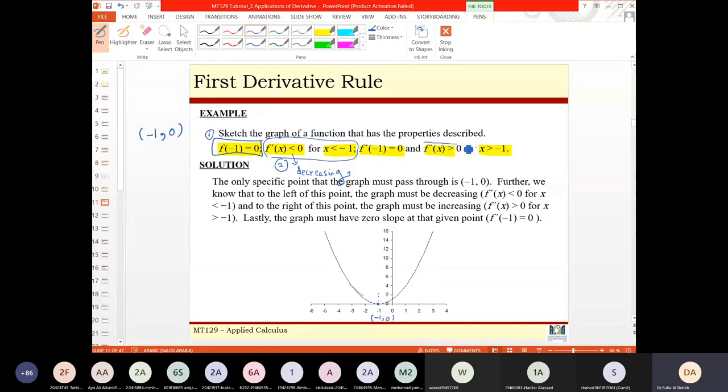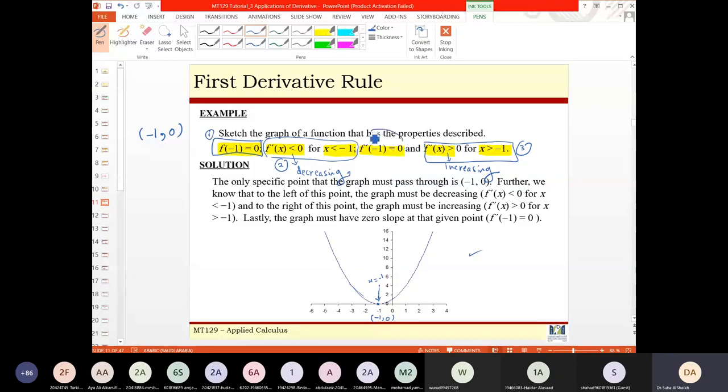Also, this is information number 3, beneficial information: f dash is positive when x is greater than -1. We agreed that f dash positive means that the function here is increasing. When? When x is greater than -1. So this is x = -1 here. After -1, my function is going to be increasing. So this is how I estimate the function. This is how I expect the shape of the function to be.